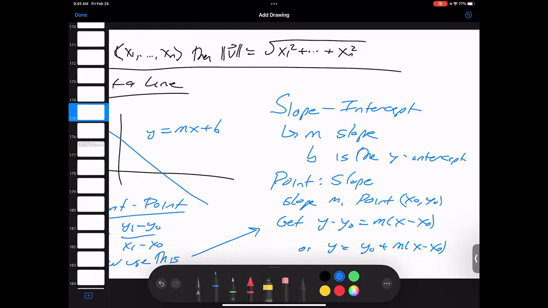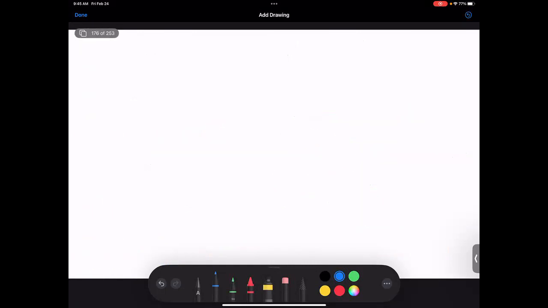Okay, so now let's look at other ways. So lines in higher dimension.